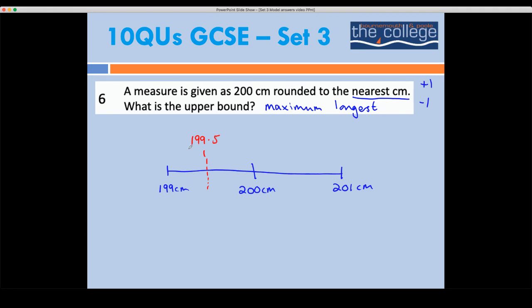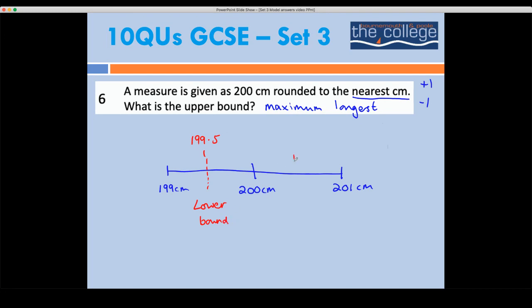Now, if you had 199.5, you need to round it to the nearest centimetre, it would round up to 200. So that is what we call our lower bound, or our minimum, or the shortest this line or this thing we've measured could be. Okay.